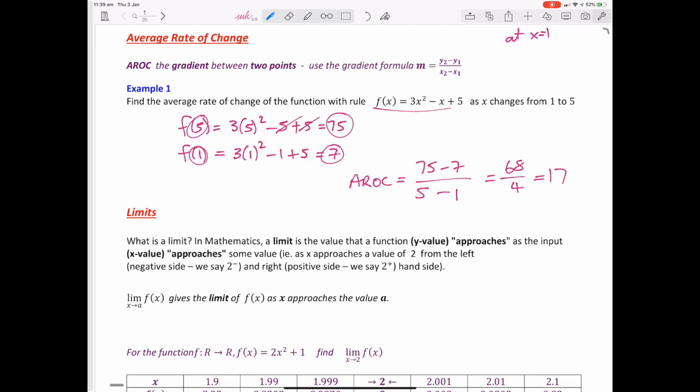So what that means is if I drew this graph, I don't know what it looks like, just say it's a parabola like that, from the point x equals 1 to the point x equals 5, my average gradient, my average slope, is 17 over 1. That's my rise, that's my run. So as I move across 1, I move up 17, across 1, up 17, and so on. That's your average rate of change.